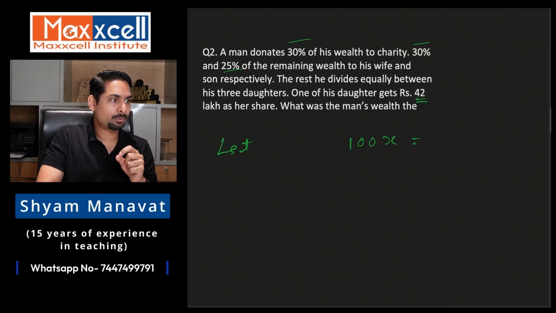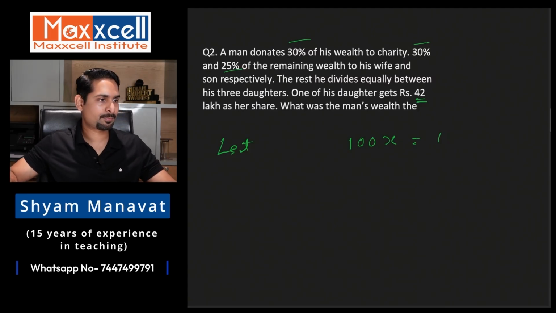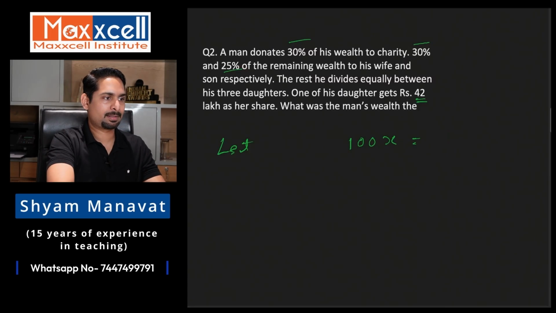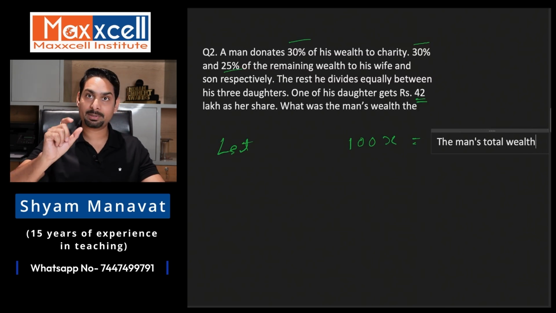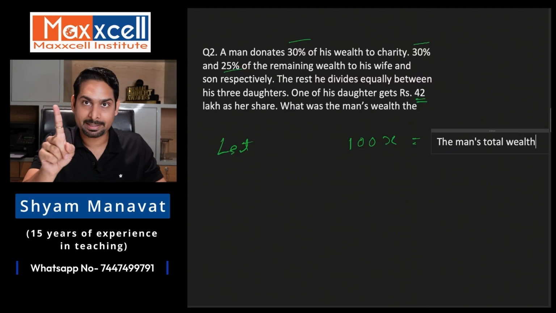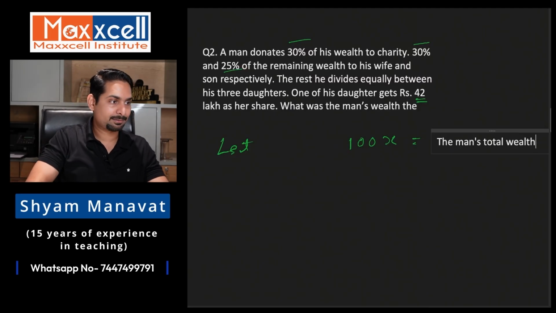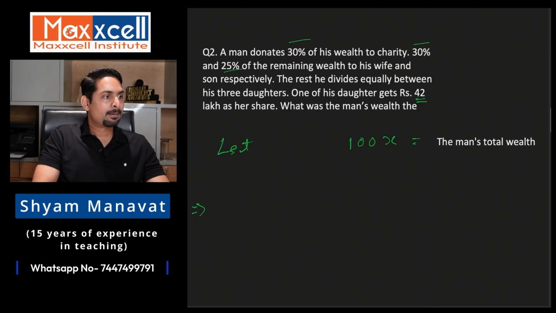So what is 100x? The man's total wealth. Keep in mind, we are assuming 100x, not x. People make mistakes here. I'll tell you what are the common mistakes students make. Okay, so now look at this.